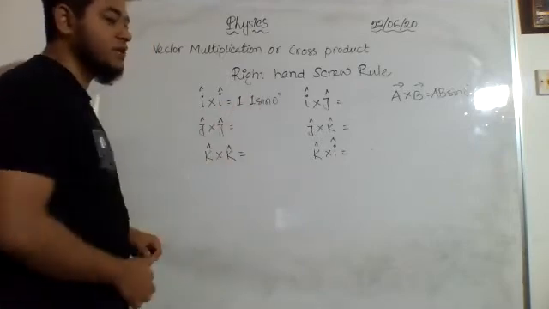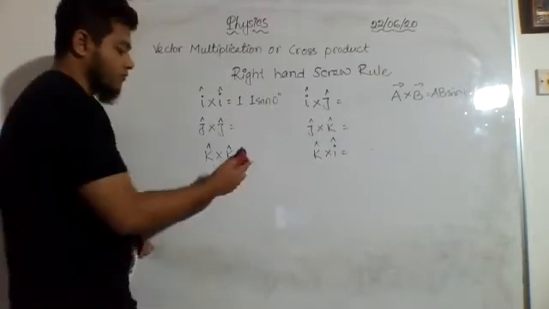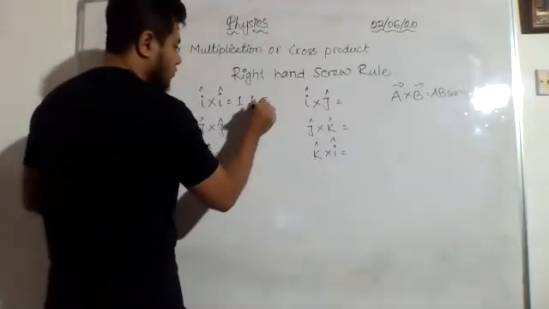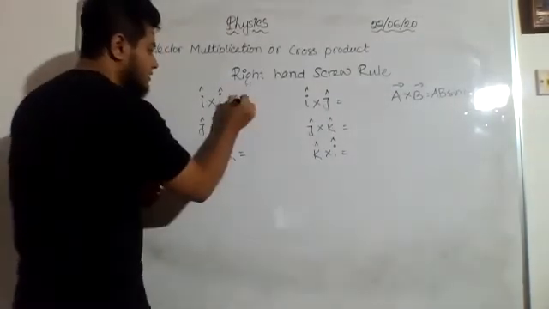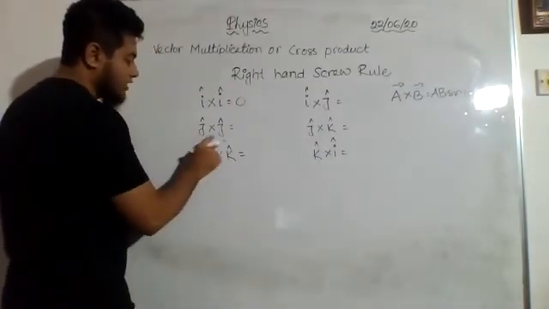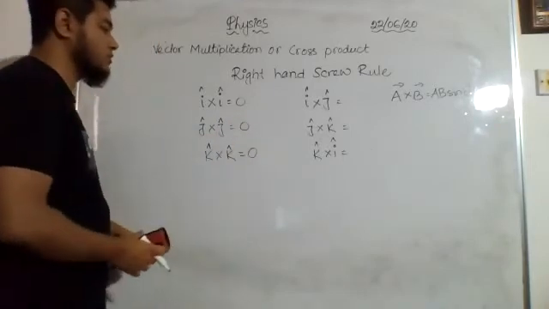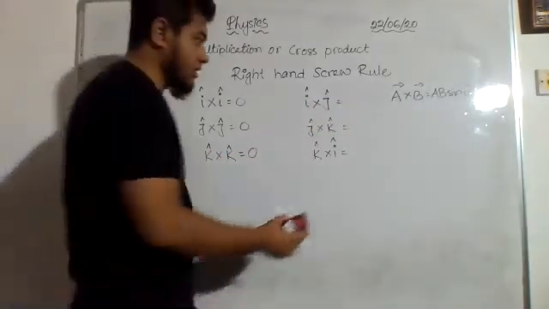Now, what is the value of sine 0? Sine 0 value is 0. So 1 into 1 into 0, ultimately I'm going to get the result as 0. And likewise, J cross J will also be 0, K cross K will also be 0. Now let us take a look at what will happen here.